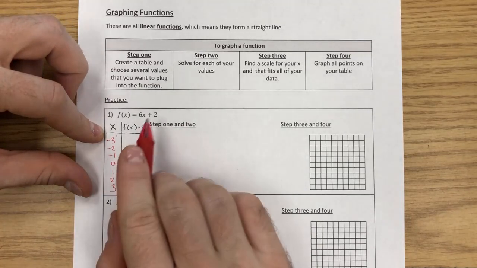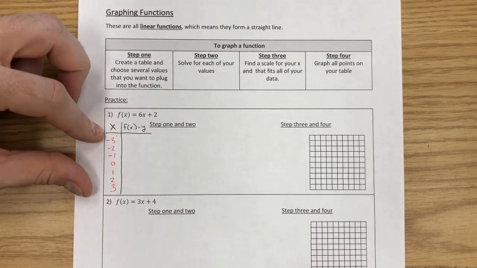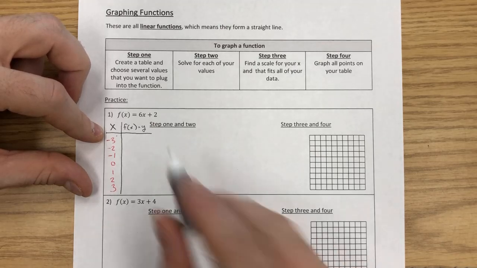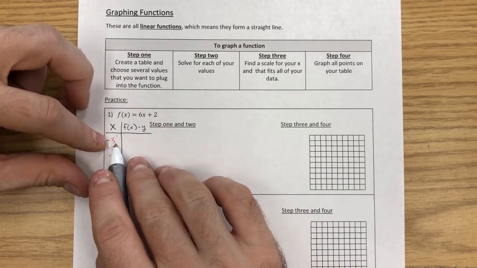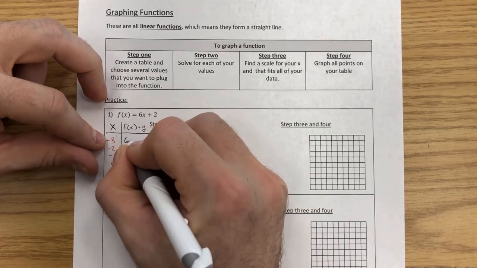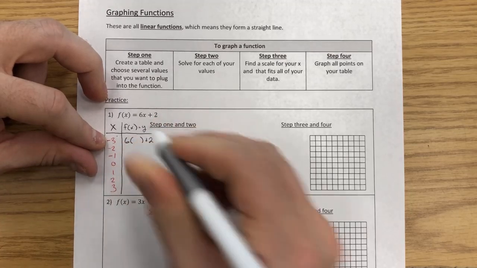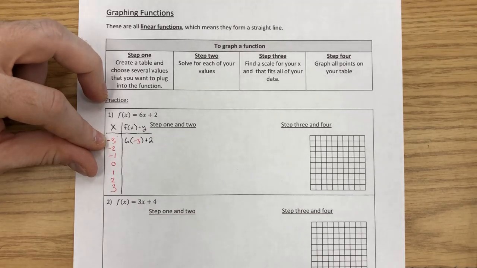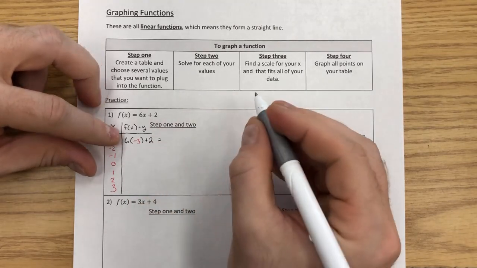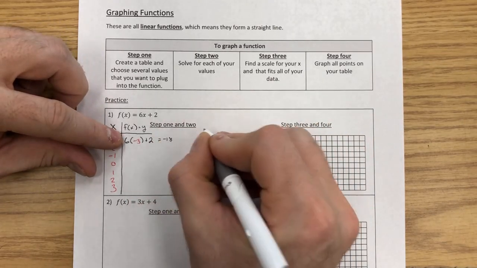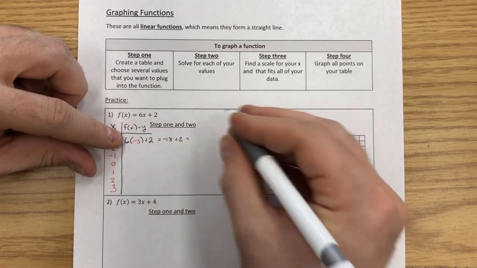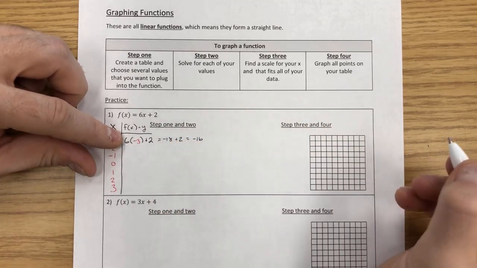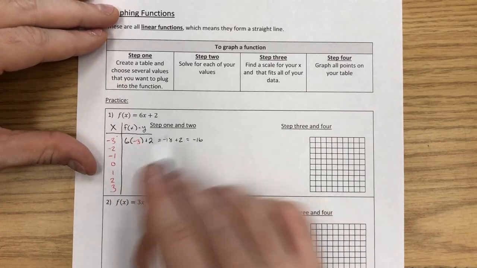Several values, and we're going to plug it into the equation. Now, if we said we were plugging in -3, I would rewrite this equation and say 6 times that -3 plus 2, which would then be evaluated out. 6 times -3 is -18 plus 2. -18 plus 2 is -16. And I would do that out for each one of these.